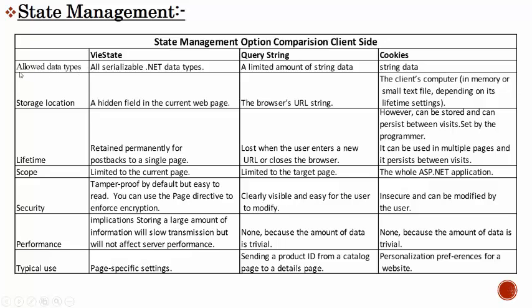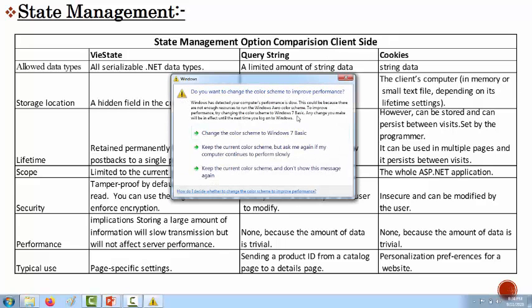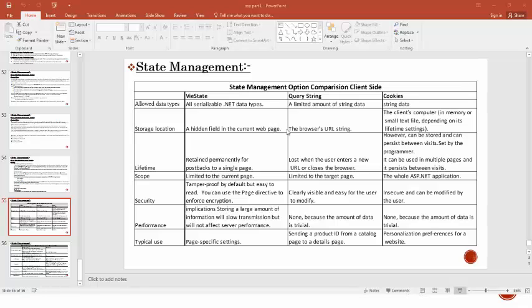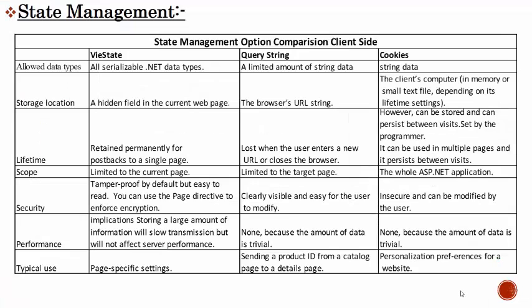First one is all data types. View state will support all types of serialized .NET data types, which means you can also store data set, data table, and XML kind of thing. A query string holds a limited amount of string data. So you have a limit that is fixed by the browser, and up to that limit you can transfer your data.